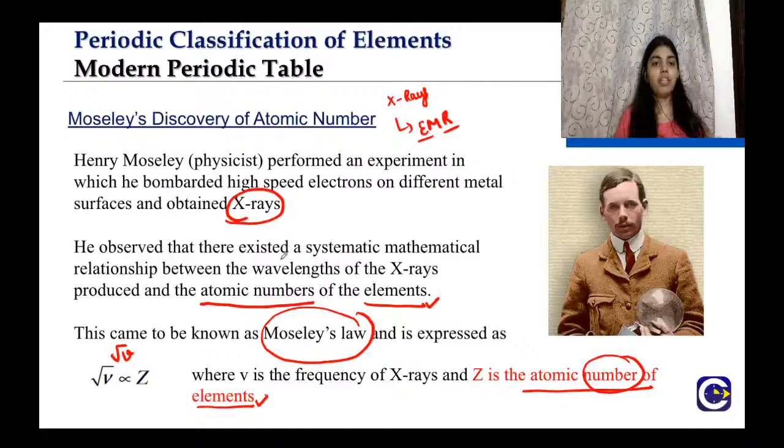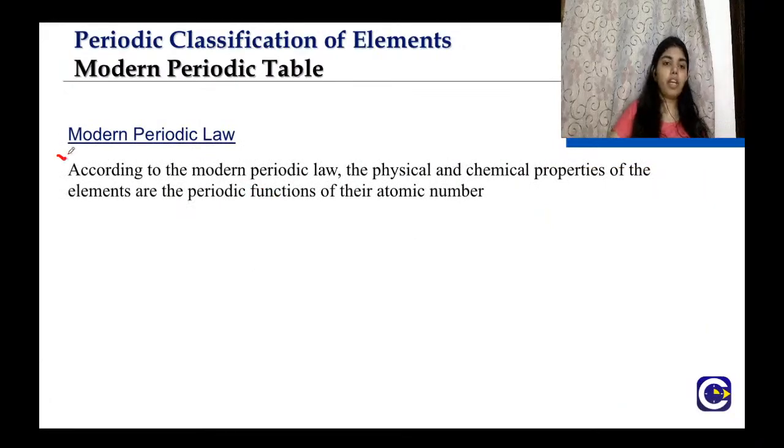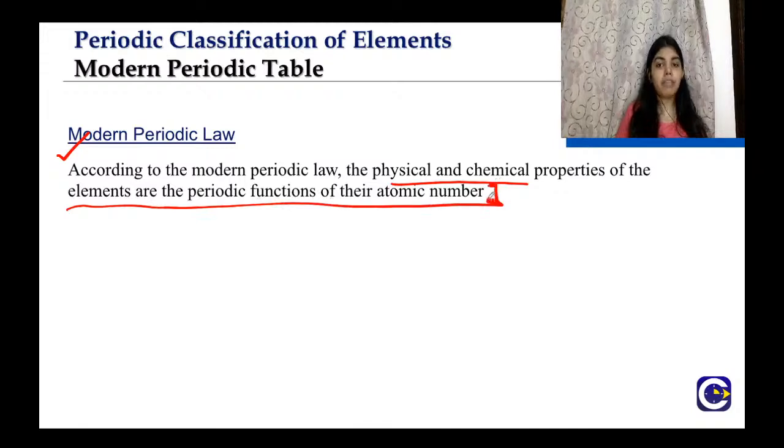So this was the basis for the generation of the modern periodic table, because the previous periodic table said that the physical and the chemical properties are a function of the atomic weights, right? And the modern periodic table has a law that physical and chemical properties are a function of the atomic number of elements, not atomic weights. So this is the modern periodic law. It is asked in CBSE sometimes that according to the modern periodic law, what is the basic principle of the modern periodic table? That the physical and chemical properties of the elements are a periodic function of their atomic number, and previously it was taken as atomic weight. So after Moseley's experiment, we said that physical and chemical properties are a periodic function of the atomic number.